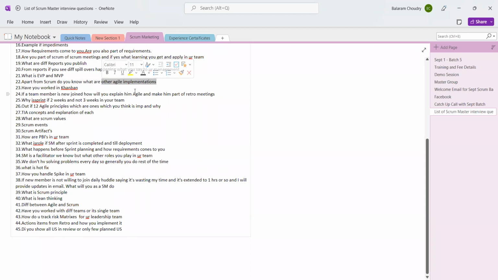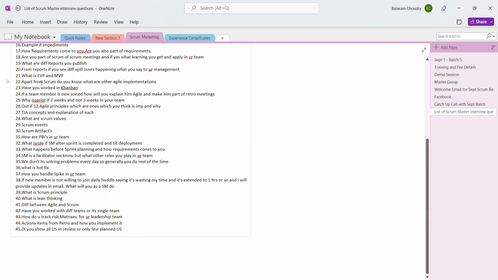There are, we have Kanban, we have. Balram, what is MVP? Minimal viable product. MVP is the minimal features with which you will be launching the product. That is called MVP.